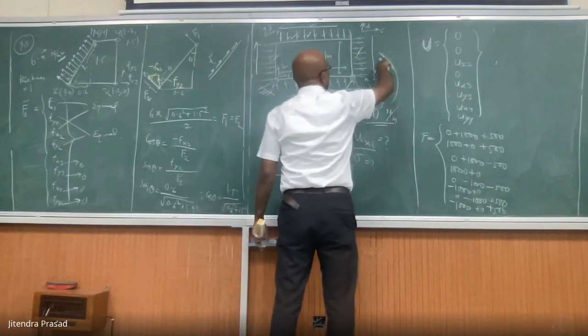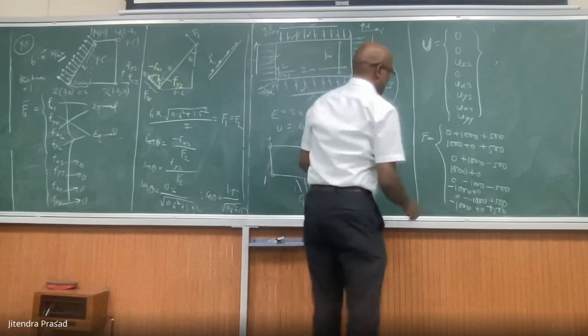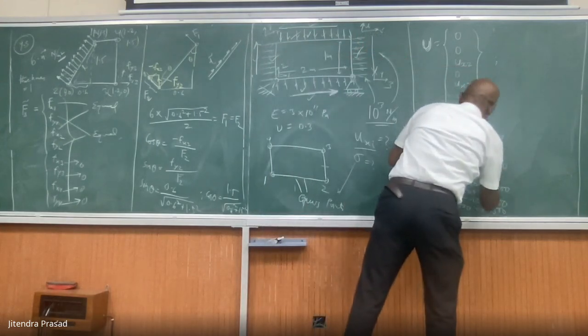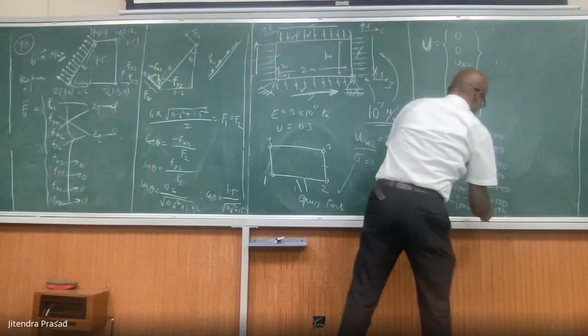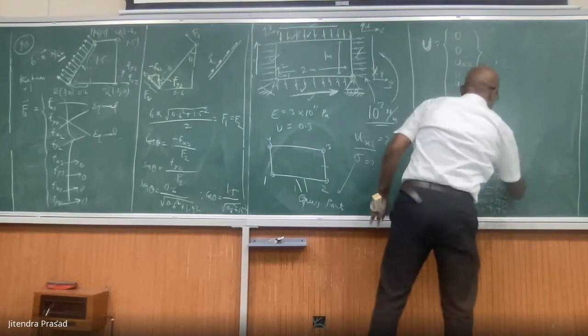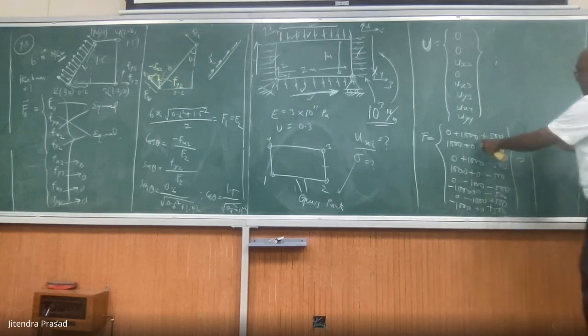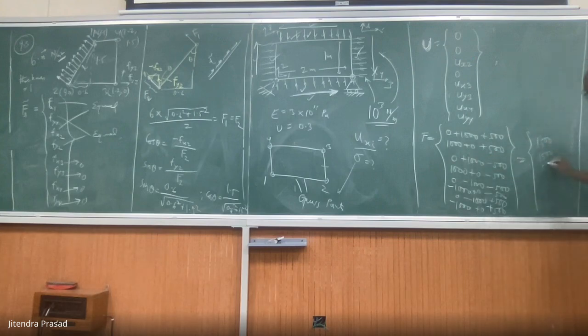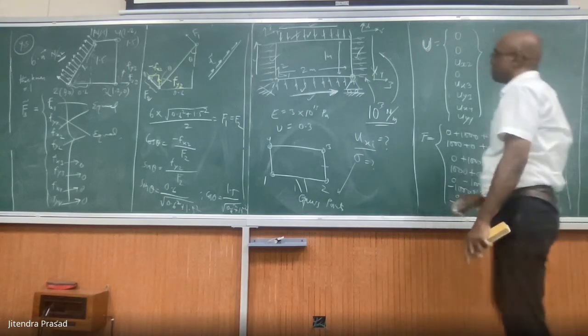And here it will be minus 500. Which one? 4 and 6. So 1, 2, 3, 4, minus 500, and 6, 7, 8, minus 500. So whatever you get here, you write here: 1500, 1500, 500, 500, minus 1500, minus 1500, minus 500, and minus 500 again. So we get the forces.